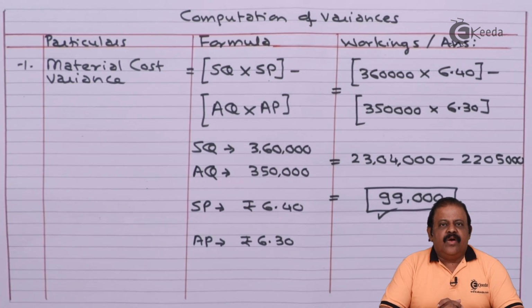In this question, we have learned how to calculate material cost variance and its sub variances when the standard price is not clearly given in the question.